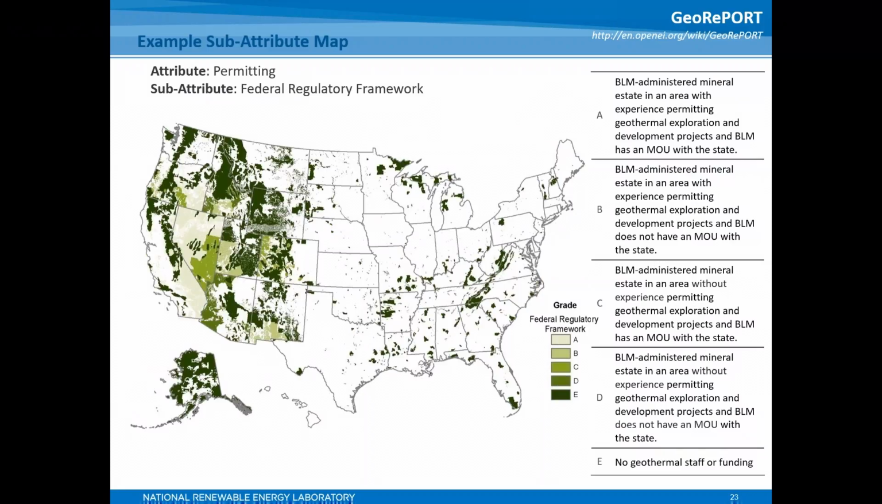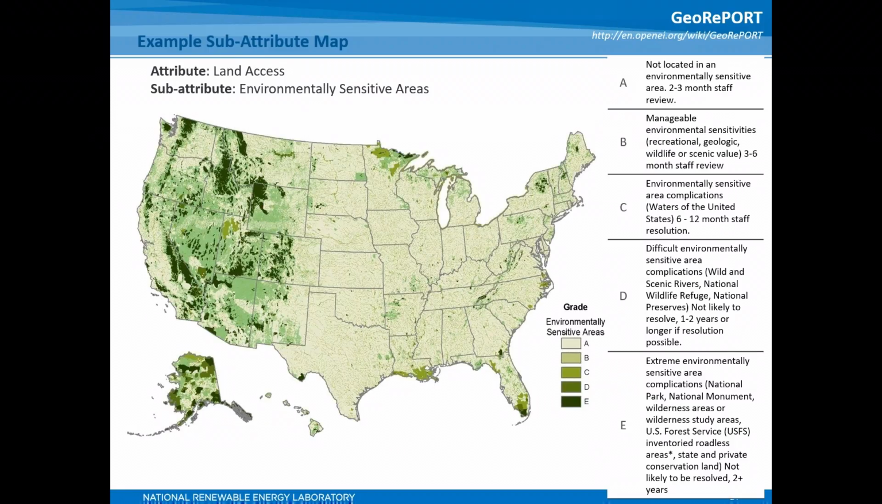In our second example, we create a similar map, this time focusing on the federal regulatory framework. The areas shown in white are non-federal lands and are therefore excluded from grading for this sub-attribute. The variations in grades for this sub-attribute reflect federal agencies' experience, agreements with states, and available staff and budgets for processing permits. Federal lands in Nevada on BLM lands have experienced staff permitting projects.